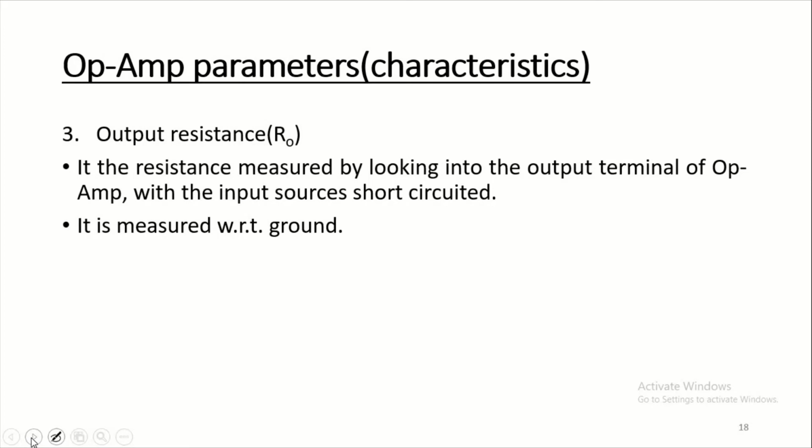The next is output resistance. It is defined as the resistance measured by looking into the output terminal of the op-amp with the input source short circuited. It is denoted by RO and measured with respect to the ground. The RO should be as small as possible because this improves the current sourcing capacity and output voltage regulation. Means the input resistance should be as high as possible and the output resistance should be as small as possible.